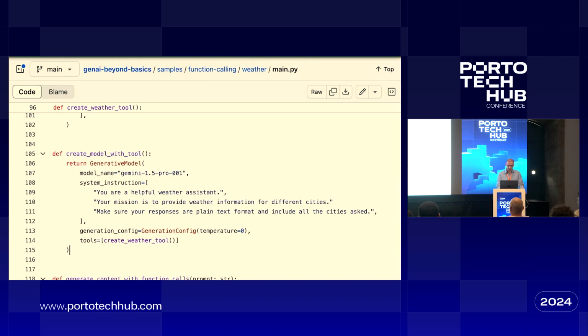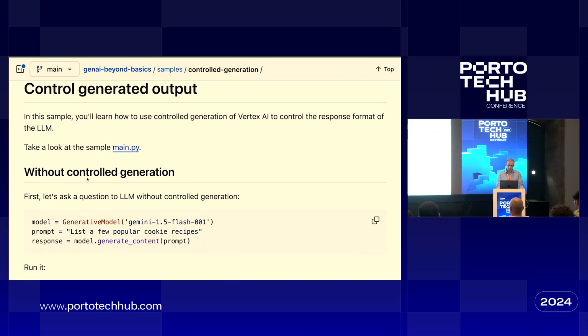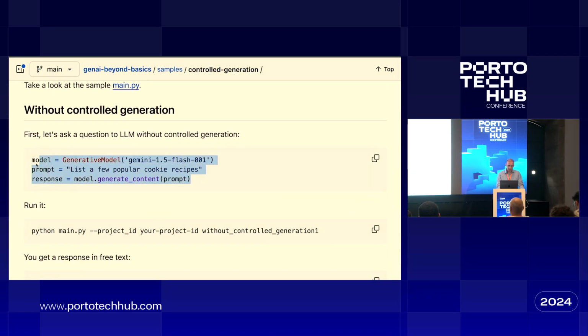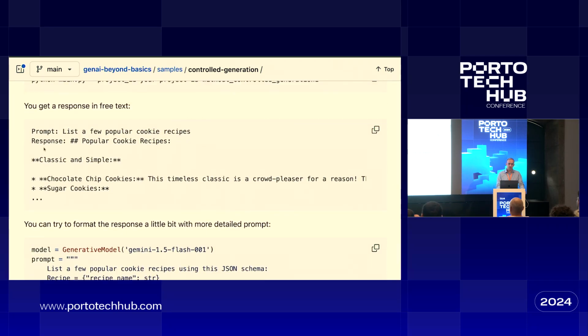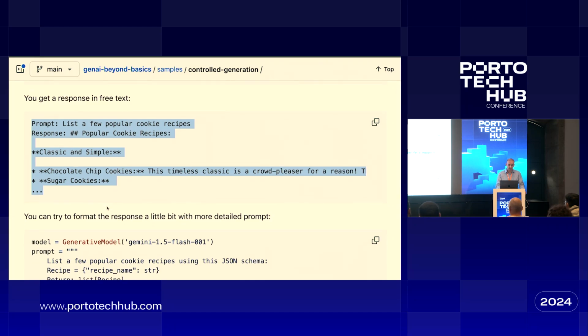And to show you a quick example here, I won't run this, but I'll just show you here. If you, for example, say, give me a few popular cookie recipes and just pass that to the LLM, by default, it will give you something like this, right? It will just give you some text in some format. But that format can be anything, really. It can be free text, it can be markdown, it can be anything.